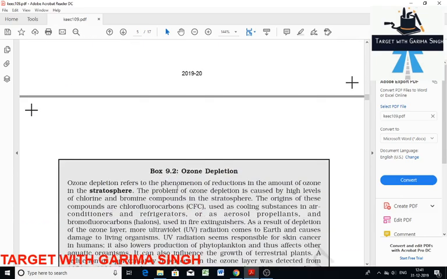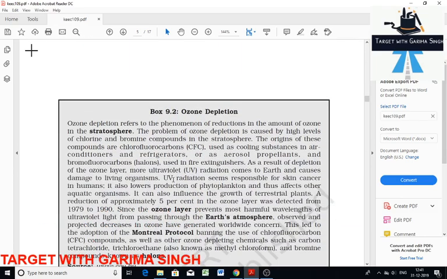We will discuss ozone depletion. It refers to reduction in the amount of ozone in the stratosphere. The problem of ozone depletion is caused by high levels of CFC, chlorofluorocarbon, used as a cooling substance in air conditioners and refrigerators or as aerosol propellants, and bromofluorocarbon used in fire extinguishers. These all lead to ozone depletion. As a result of depletion of the ozone layer, more ultraviolet, that is UV radiation, comes to Earth, causing damage to living organisms.